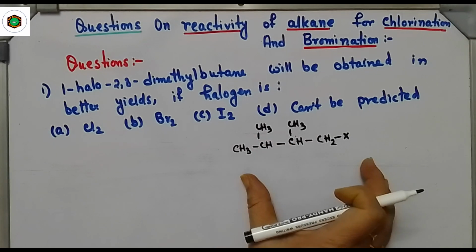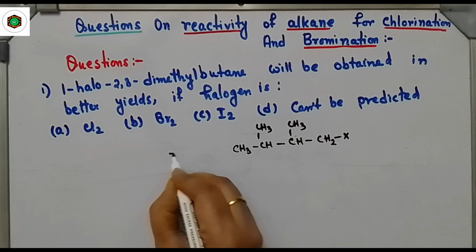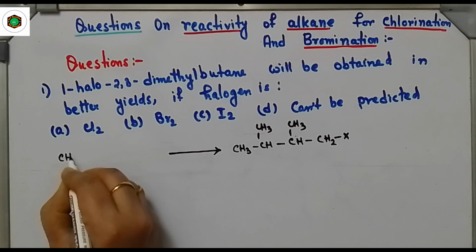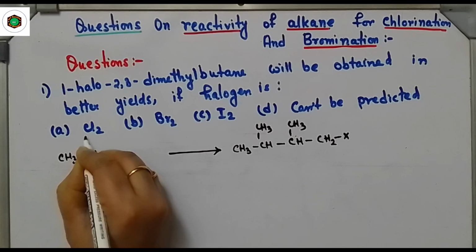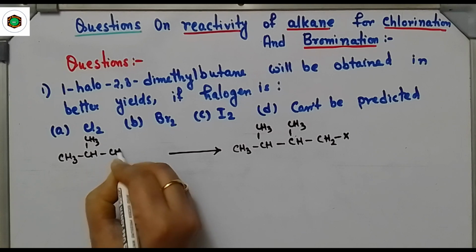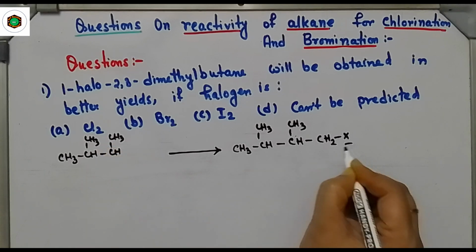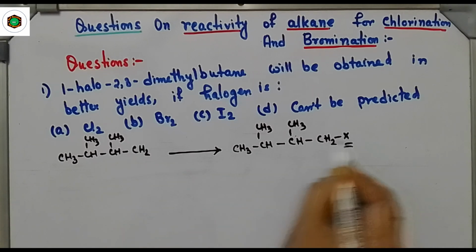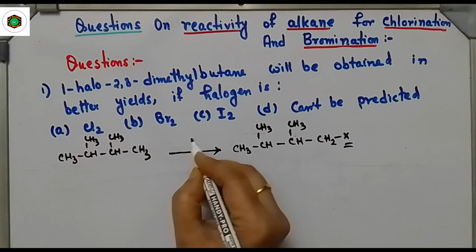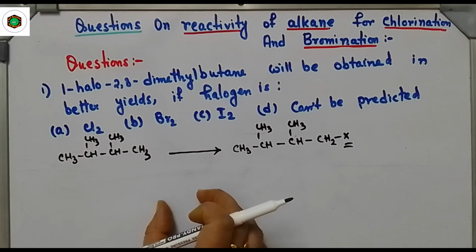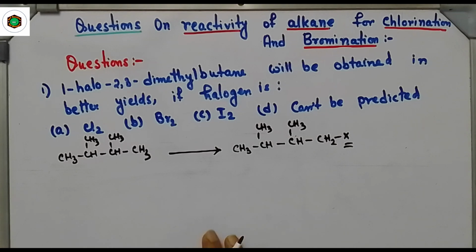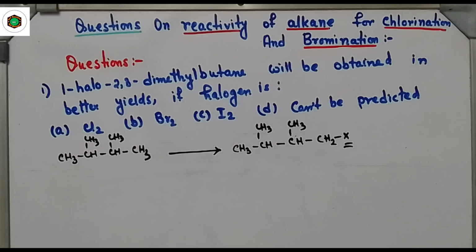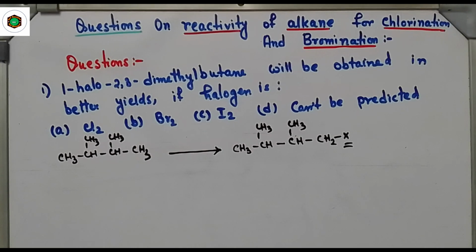So to get this halo derivative, what should be the parent hydrocarbon? In place of X put hydrogen. So this is the parent hydrocarbon. In place of X put H. So this will be CH2 and H means CH3. So what halogen here we have to use so that in presence of UV light or heat we will get halo substituted product. Now note down one thing.